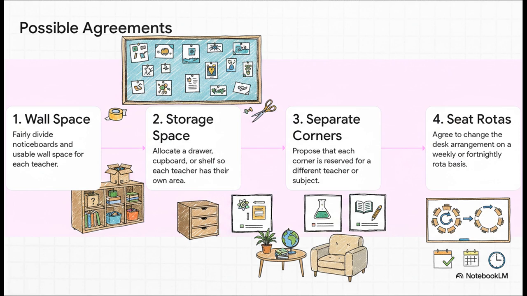Number 1, wall space. Even just a little piece of a notice board that's yours means you can finally display student work. 2, storage. Having one dedicated shelf means you can create an instant classroom right out of a box. 3, subject corners. A small table with some relevant books or materials can really help anchor your subject in the room. And finally, my personal favorite, a seat arrangement rota. This is genius. It solves that classic tug of war between the teachers who love neat rows and those who need tables for group work.